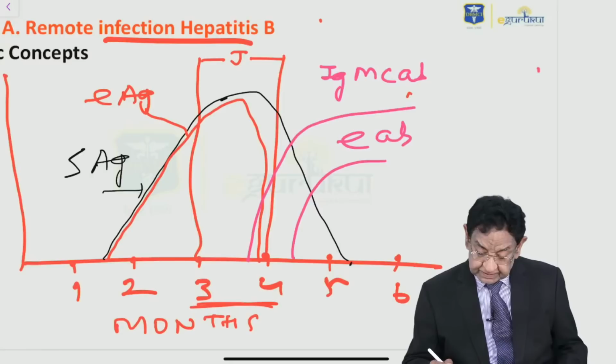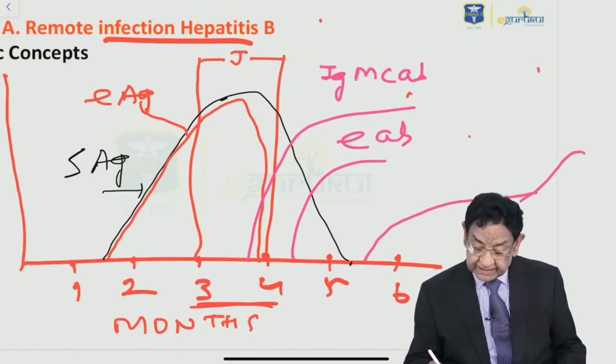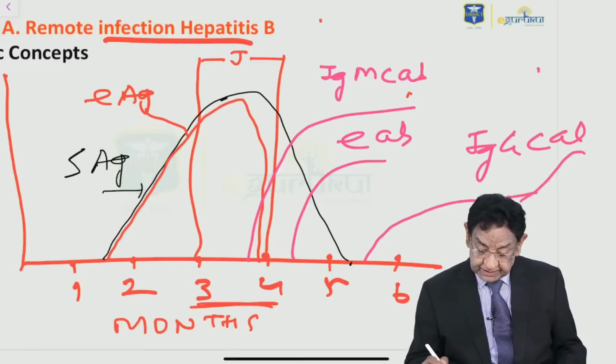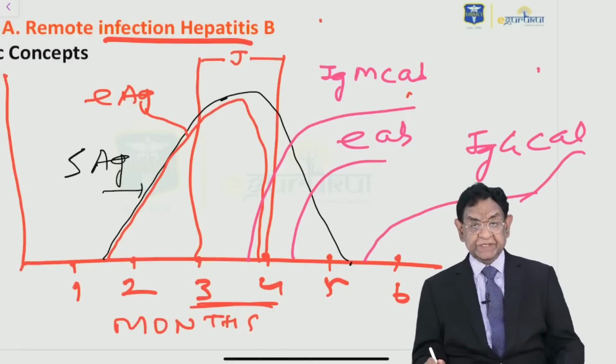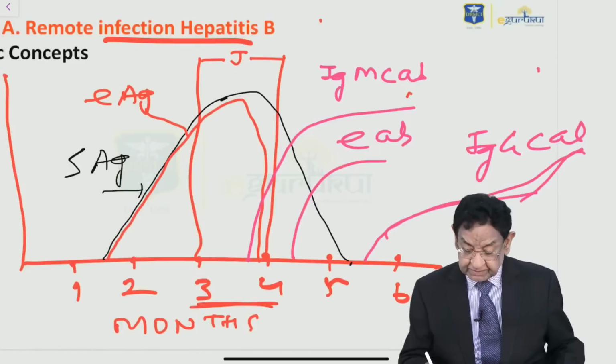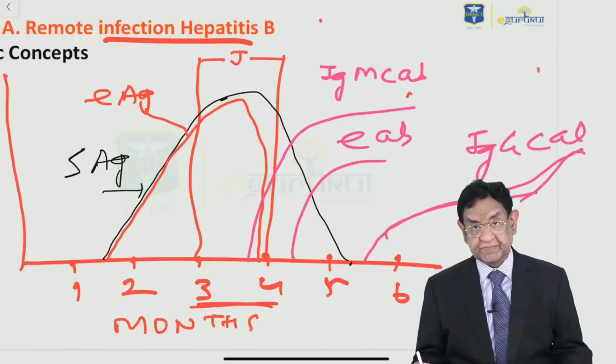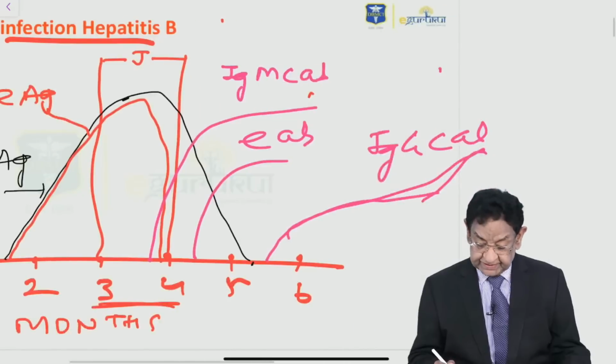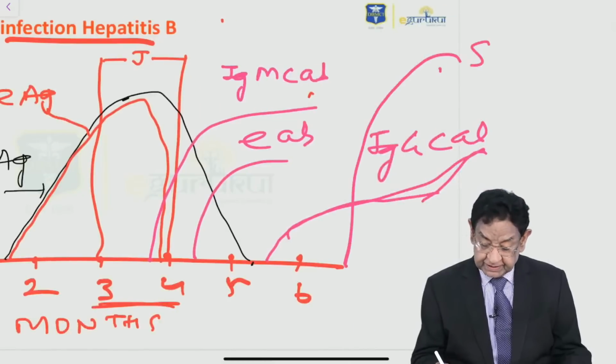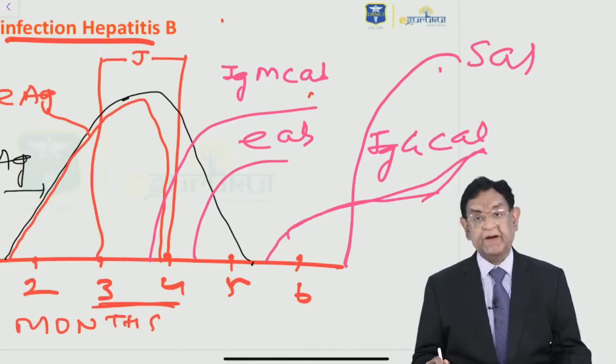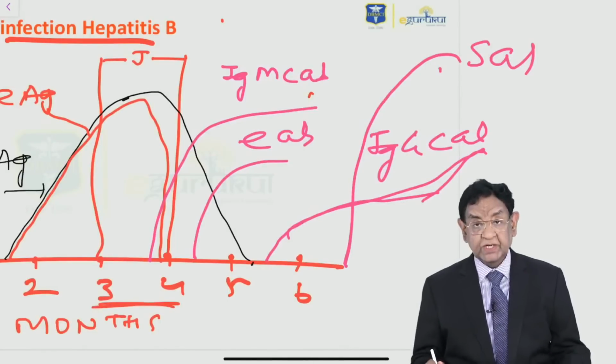Then comes IgG core antibody. It starts rising initially, but the actual rise occurs after 6 months. And surface antibody again comes after 6 months.